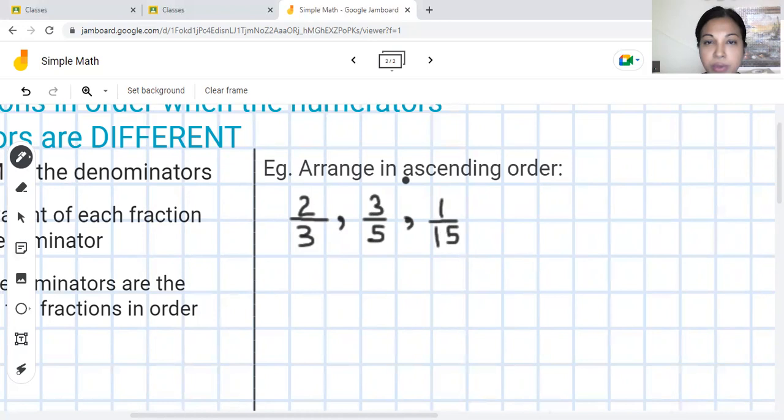So ascending order means, look at this word ascending order. Ascending order means we are arranging from smallest to biggest. So we want to remember that, smallest to biggest. All right.